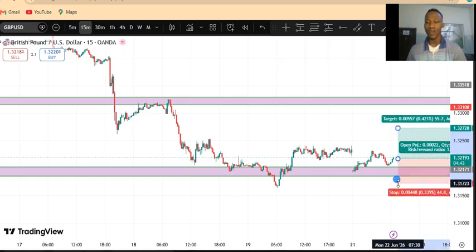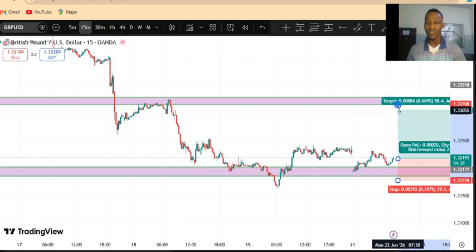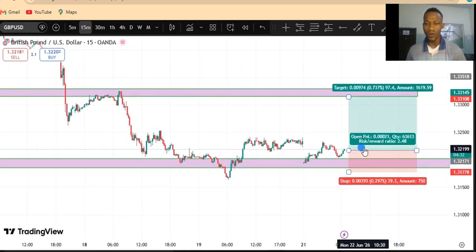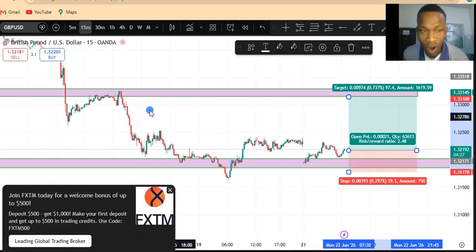Stop loss is below this level, and then my first TP is at this level right here. That's the first TP I'm targeting on this trade. So let's see how this plays out. This is what I'm looking at to trade on pound dollar.